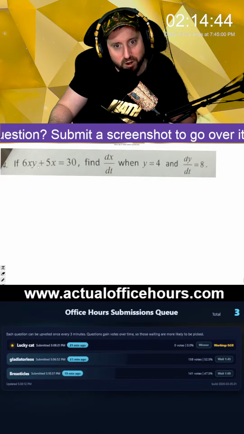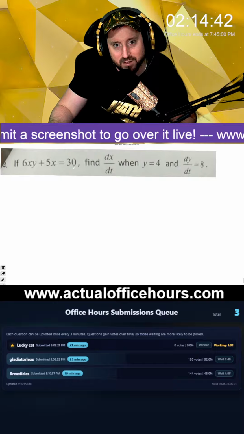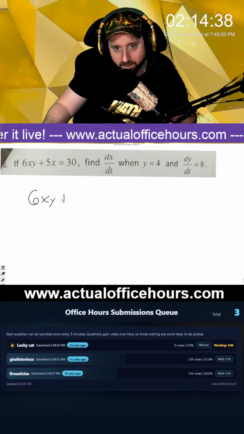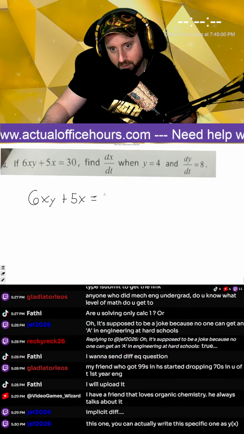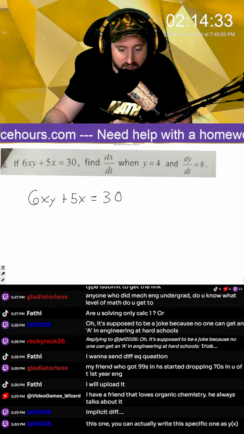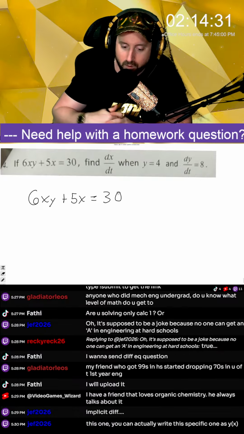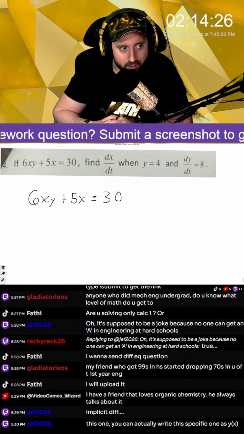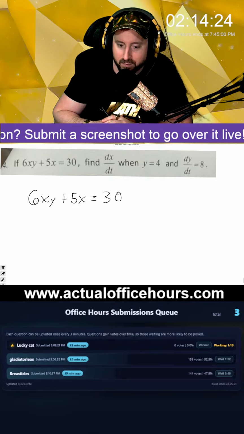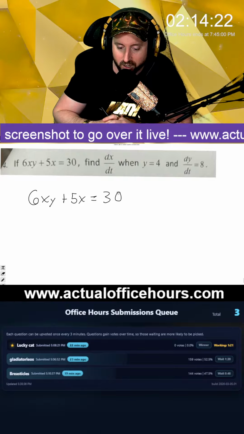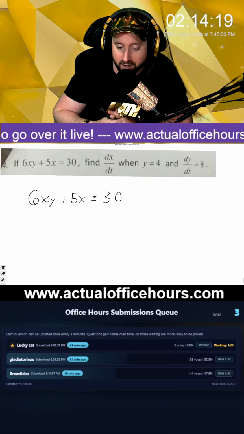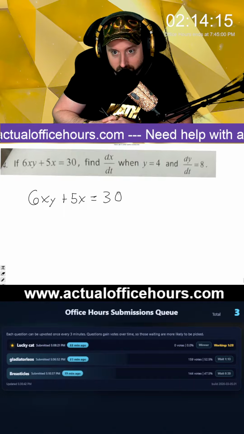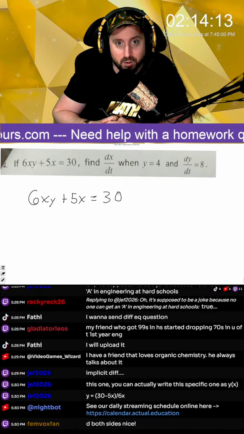We've got 6xy plus 5x is equal to 30. What I'm going to do is take the derivative of all the variables here. I'm going to treat every variable as something I need to take the derivative of. And if I took a derivative of that variable, I'm going to write either dx or dy based on which one I did. D both sides? Yeah, exactly.